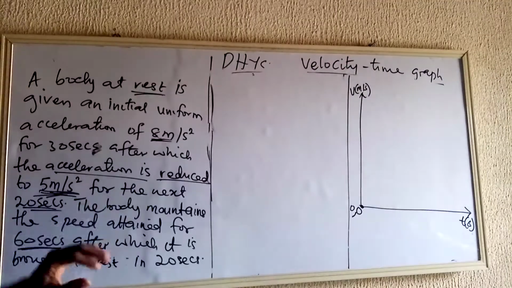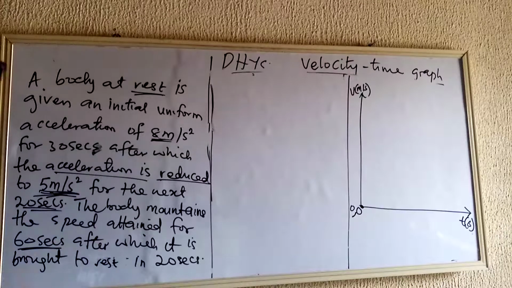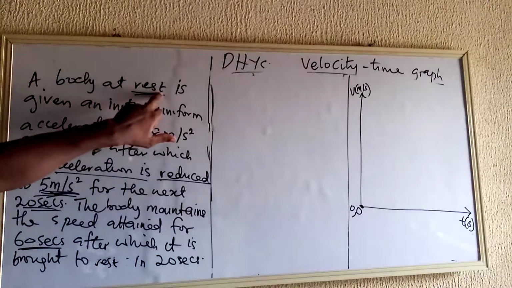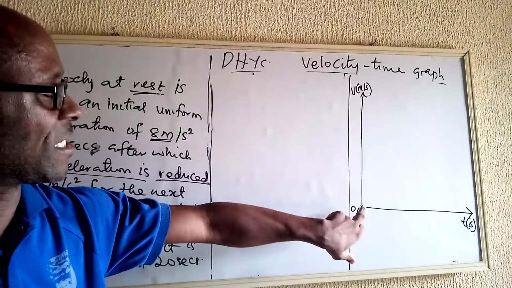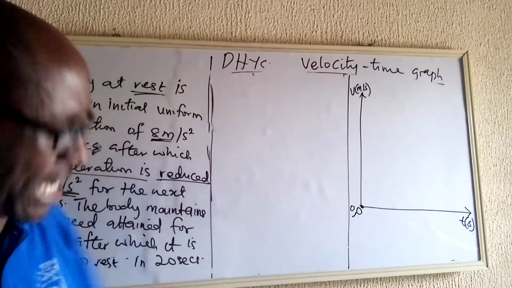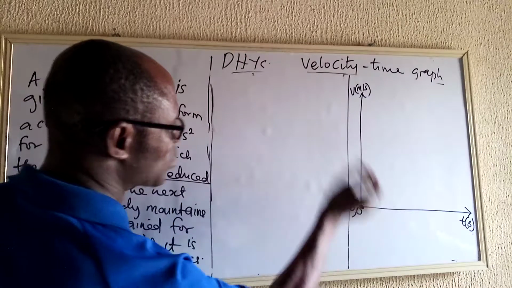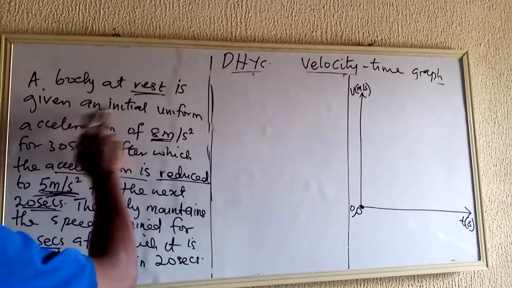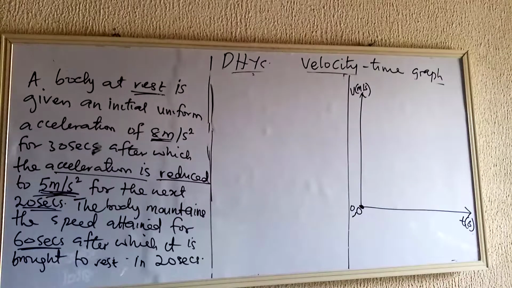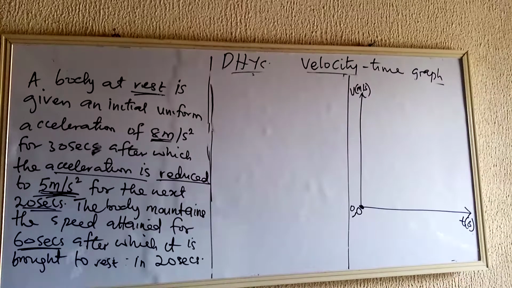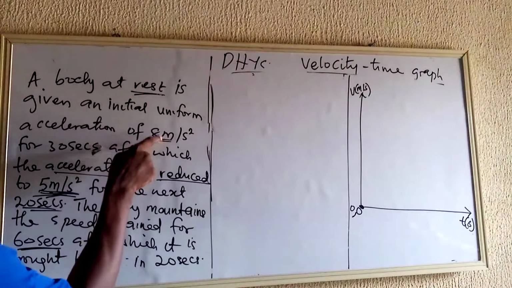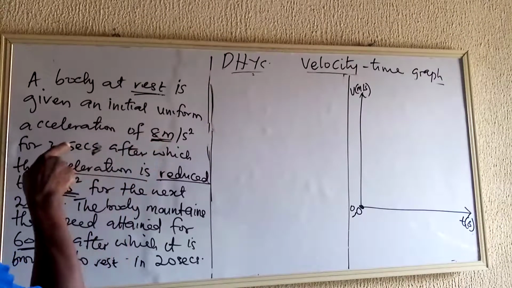Let's now solve this using a velocity time graph. This is another question that's a bit comprehensive. A body at rest. In the velocity time graph, when a body is at rest, it means the journey begins from the origin. So that means this point is where the body is initially. Given an initial uniform acceleration of 8 meters per square second. What does that mean? It means that it accelerates at this 8 meters per square second for 30 seconds.